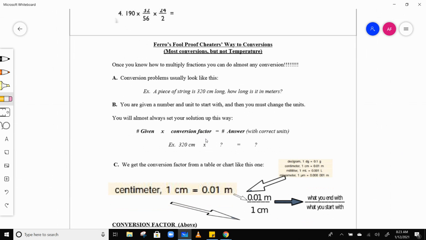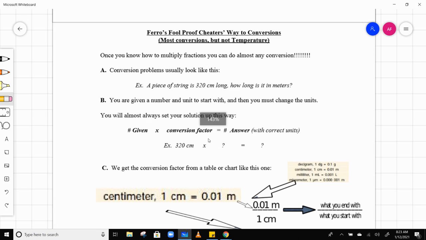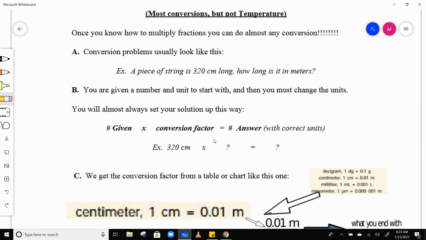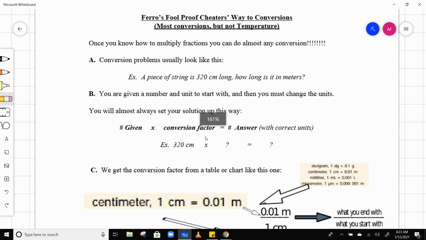So if you know how to multiply fractions, you can pretty much do any conversion, except for temperature. Temperature is a little bit different. When we set up our work, let's say, for example, we have this problem: a piece of string is 320 centimeters long. How long is it in meters? I like to set it up this way. We start with our given, we multiply times a conversion factor, and we get our answer.